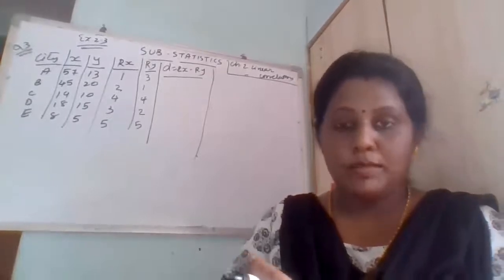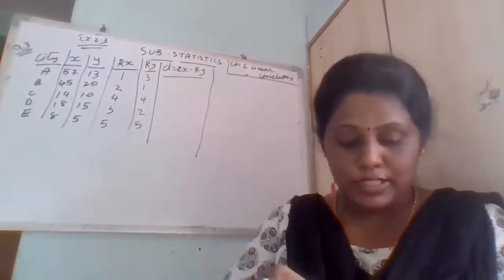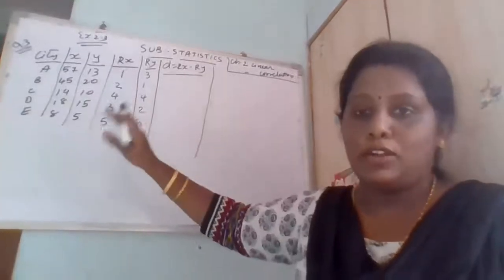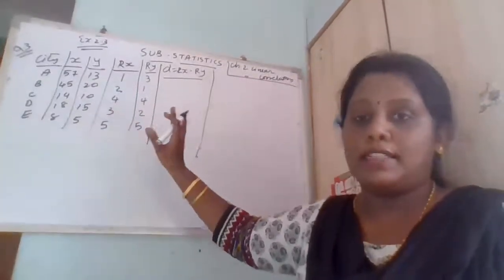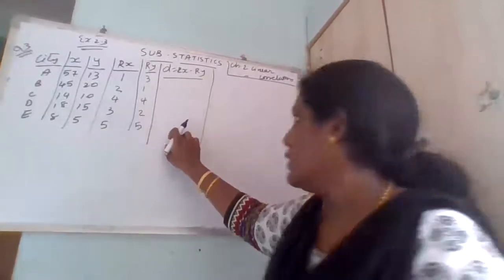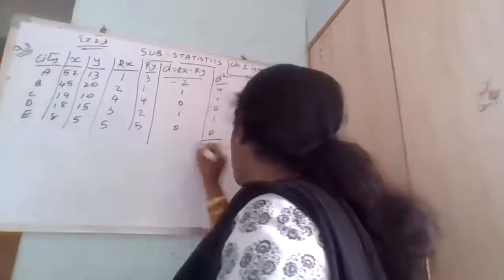That means the columns are of rank, Rx and Ry. And here in the third question, nothing is mentioned about rank. So we can consider it as X and Y, and on the basis of that we have to find Rx and Ry. So now we will be finding D, that is Rx minus Ry. Minus 2, 1, 0, 1, and 0. Then D square: 4, 1, 0, 1.